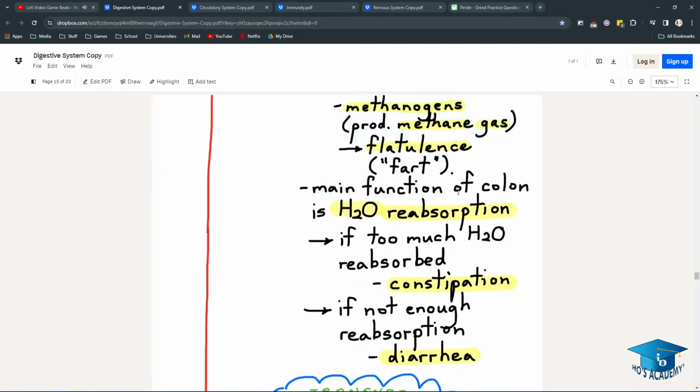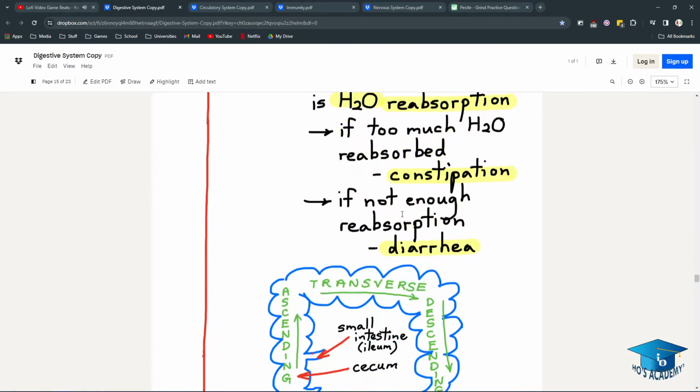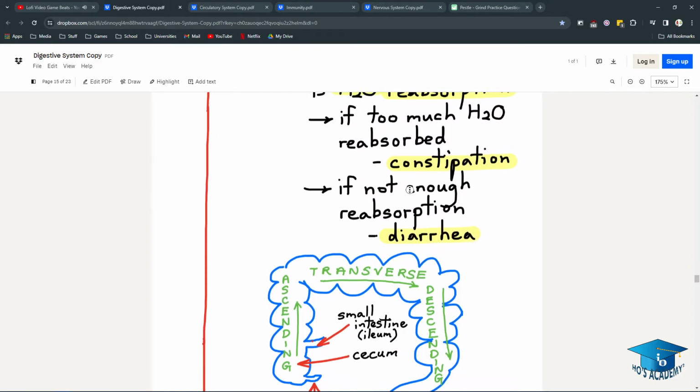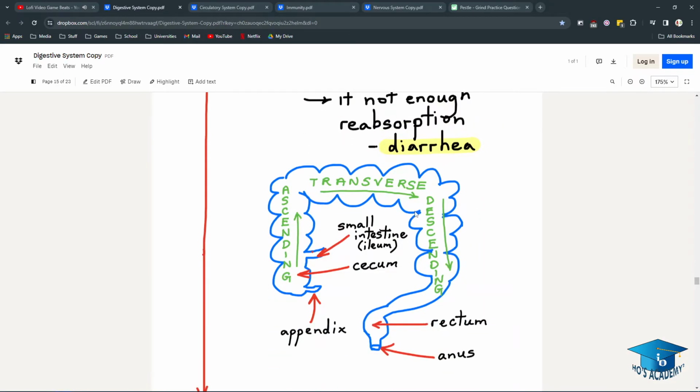The main function of the colon, though, is water absorption, because you want to reabsorb any water you've lost. But if you absorb too much from the poop, you'll have constipation. And if you don't absorb enough, you're going to have diarrhea because your poop will still be watery.